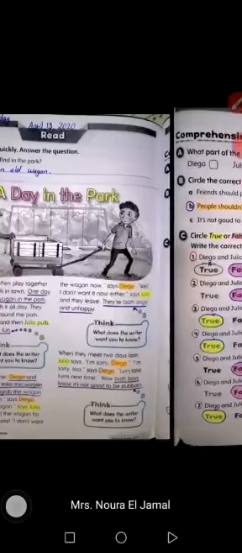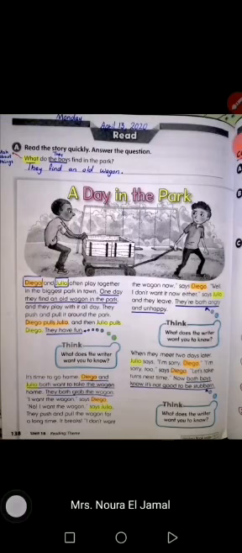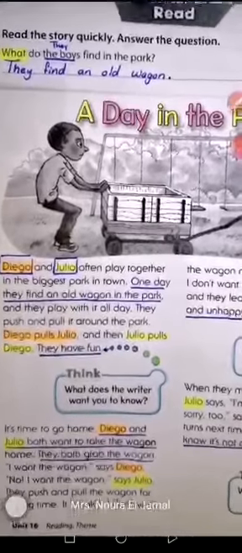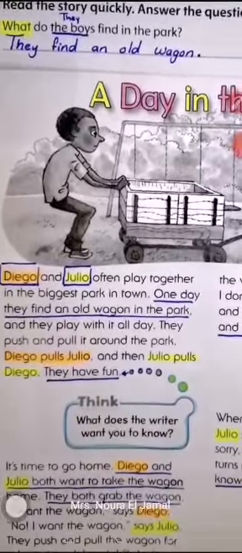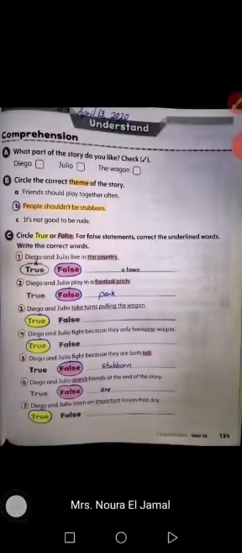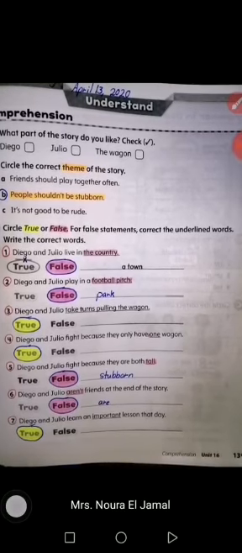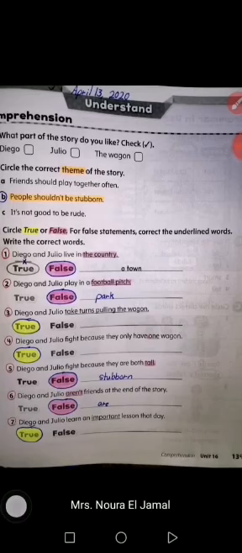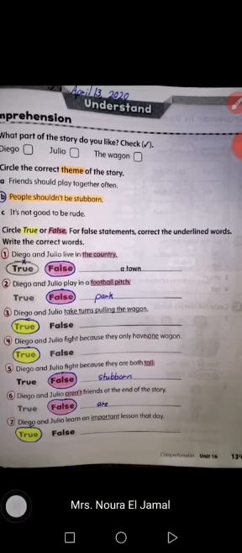Look here in page 138. One day, they find an old wagon in the park. Before this one, Diego and Julio often play together in the biggest park in town, so not in the country. Number 2. Diego and Julio play in a football pitch. True or false? False. They play where? In the park. So we will write park on the line.